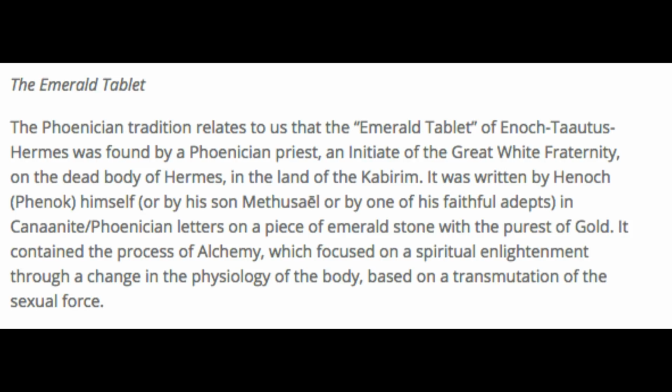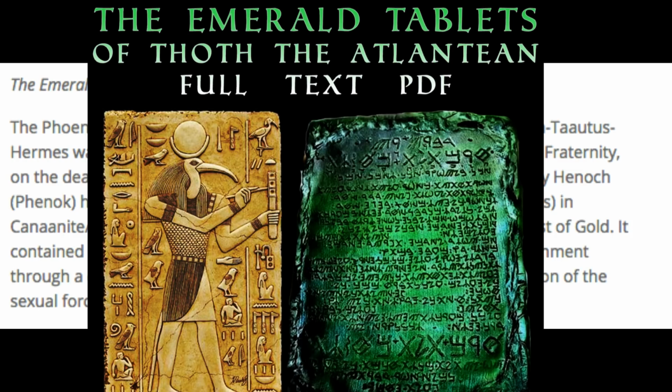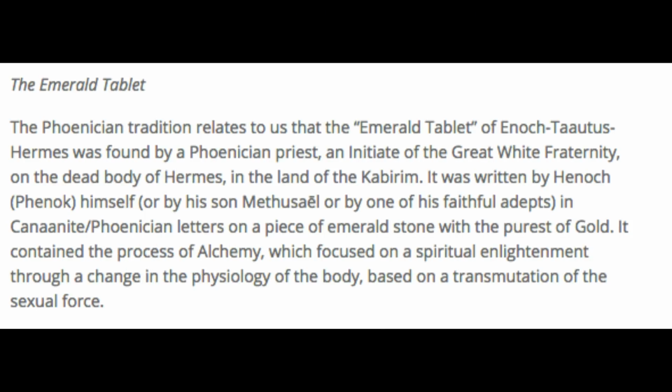And so it says it was written by Enoch himself, or his son Methuselah, or by one of his faithful adepts in Canaanite Phoenician letters. And if we see the Emerald Tablet of Thoth, it does look like Canaanite Phoenician letters, Paleo Hebrew actually. On a piece of emerald stone with the purest of gold. It contained the process of alchemy, which focused on a spiritual enlightenment. There you go again, alchemy. Through a change in the physiology of the body based on transmutation of the sexual force.